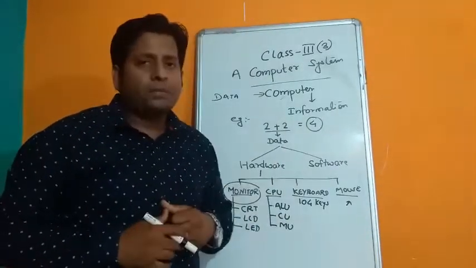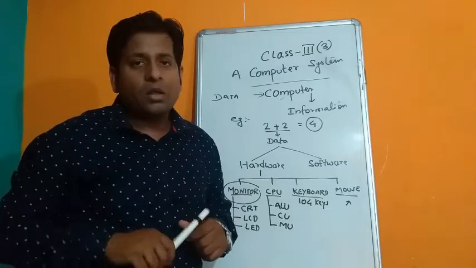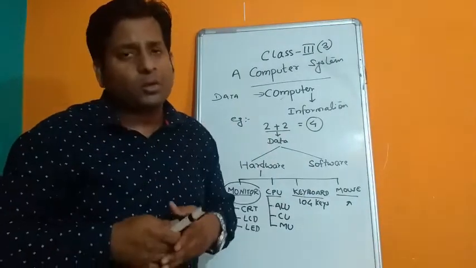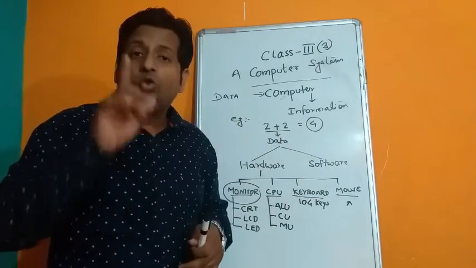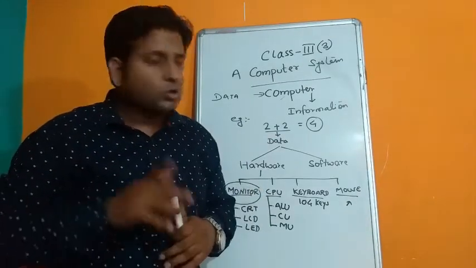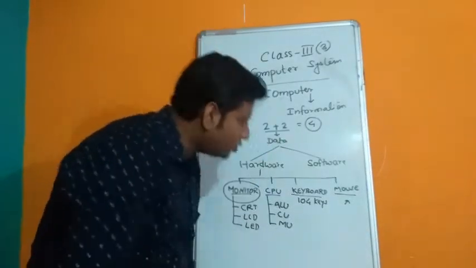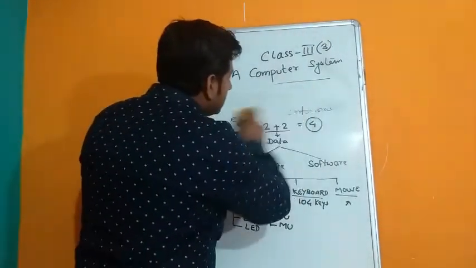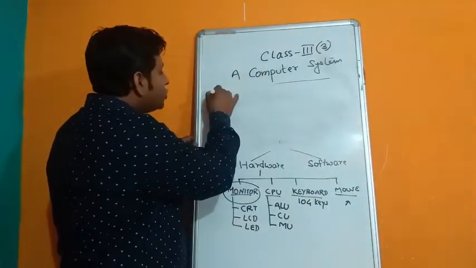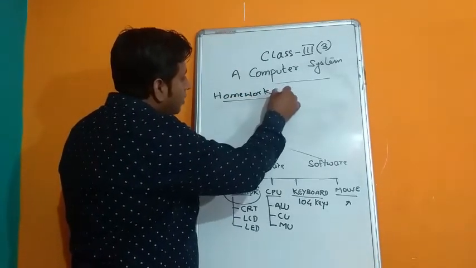So based on this topic, I would like to give you some homework. But remember one thing. The homework you have to do in your copy. Maybe the old copy, or if you have a new copy, you can use that. But show me that homework only when the school reopens. Clear children? So your homework is, you have to write the full form of the following.